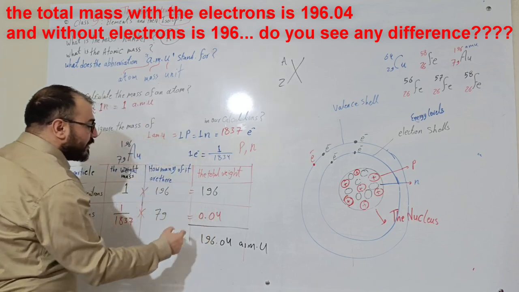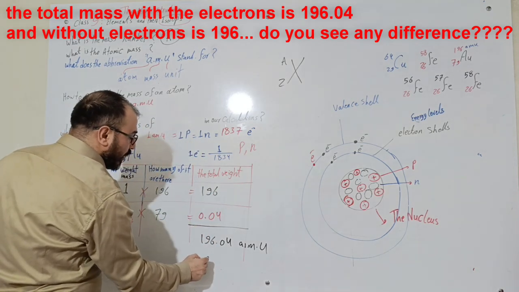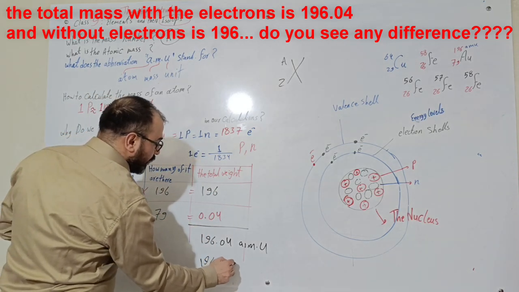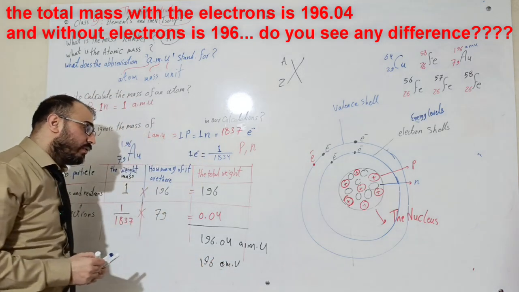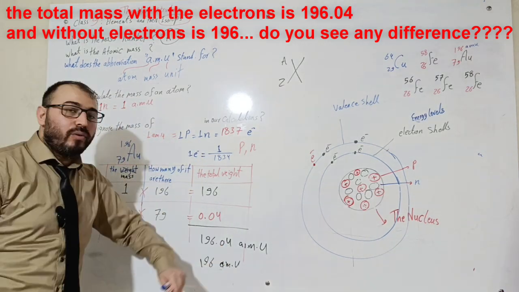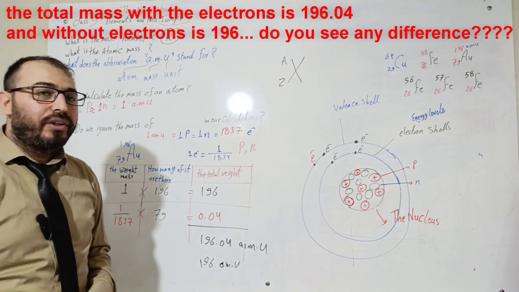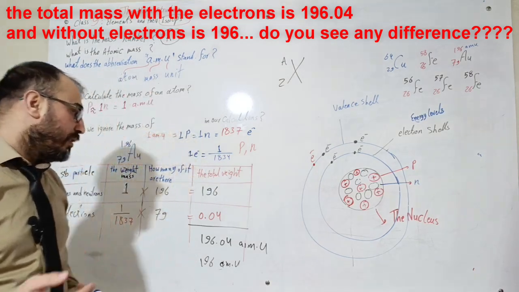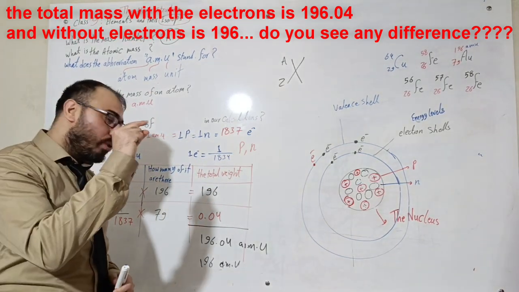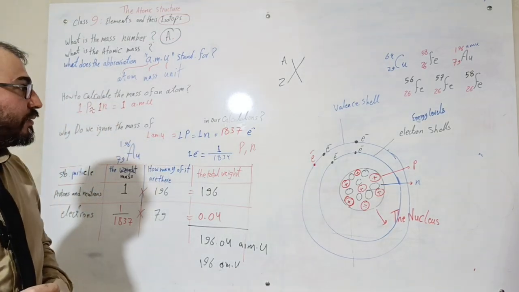So if I say it's only 196 AMU, does it make any difference for you? It is nearly 1 over 1834 of the total mass, and it's not important, and it is very small, so we ignore it.